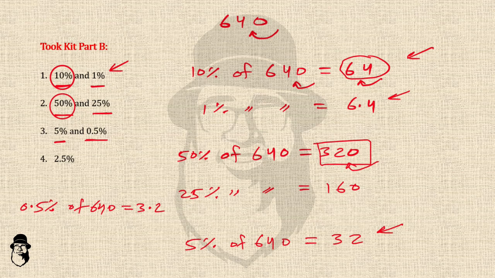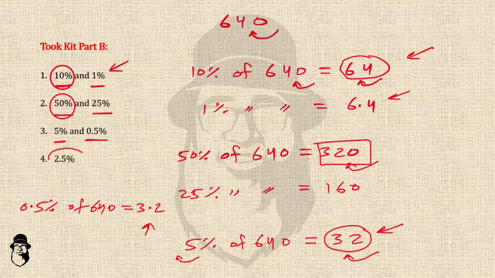Or the other way is we already have 5%. We just shift the point one place to the left in 5%, it will become 0.5%. 0.5 is 1/10 of 5%. So we just shift the point here and we get the same 3.2. So we are done with these 6 percentages, very important.